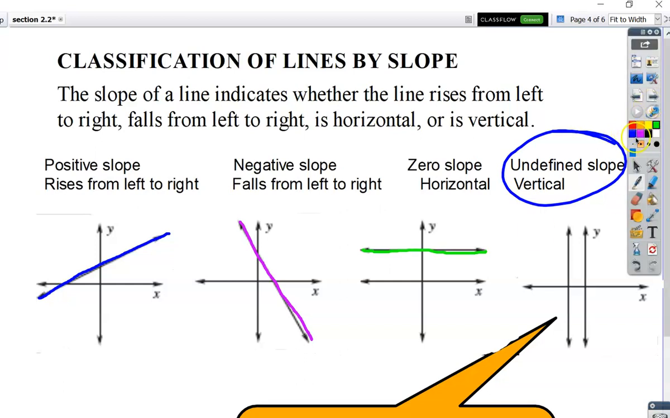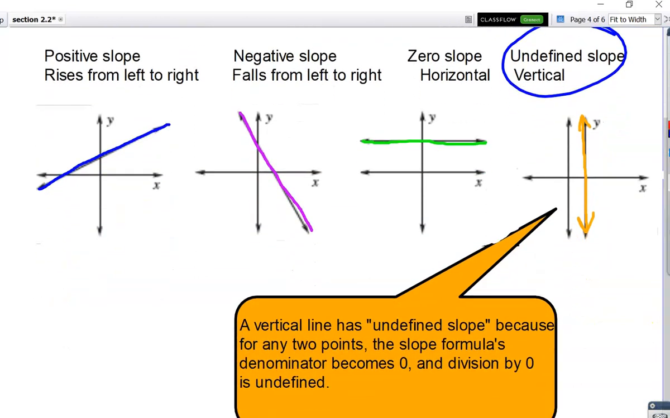And then we have one other kind of special case, and that's undefined slope or a vertical line. So if you have an undefined slope, you should have a line that just goes vertically straight up and down, and it should only cross the x-axis. It should never ever touch the y-axis. A vertical line has an undefined slope because for any 2 points, you would have to divide by 0. And as we've learned before, you cannot divide by 0.